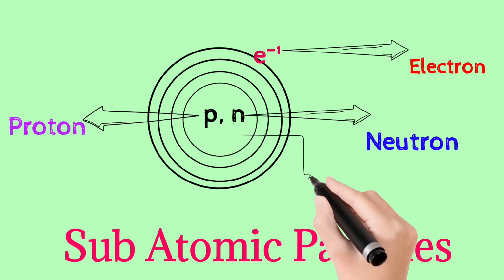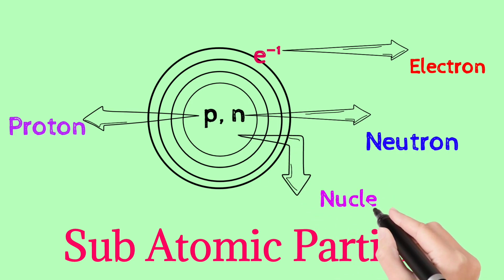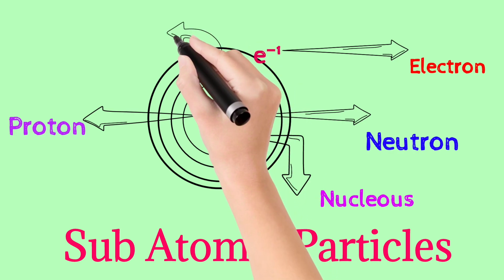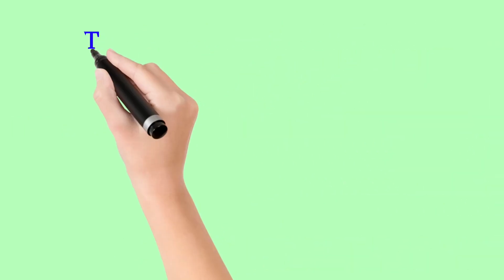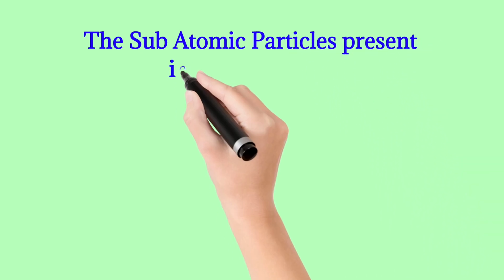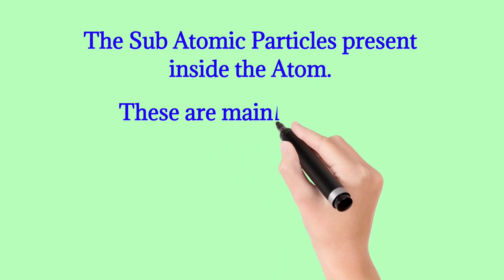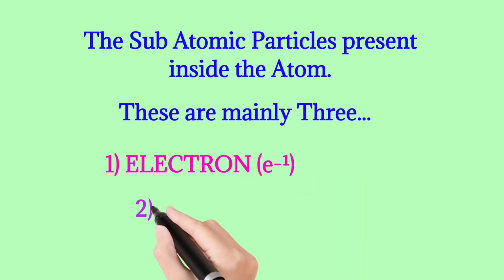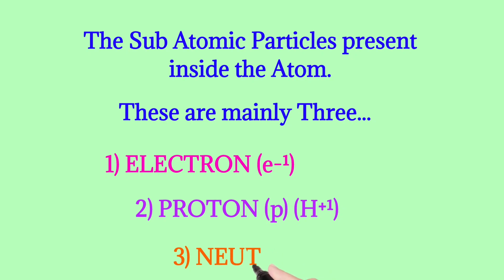The center part of the atom is known as the nucleus, which has positive charge because of protons. Around the nucleus, there is a circular path known as orbits. The subatomic particles present inside the atom are mainly three: electron, negative charge; proton, positive charge; neutron, no charge.